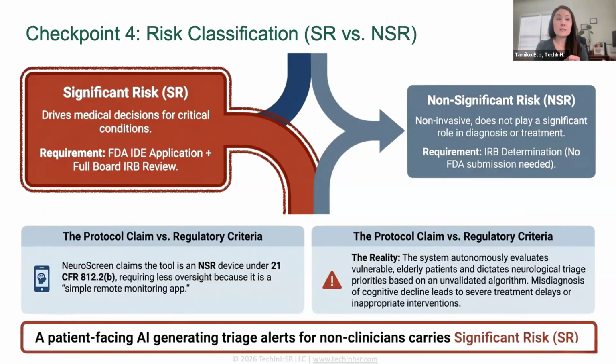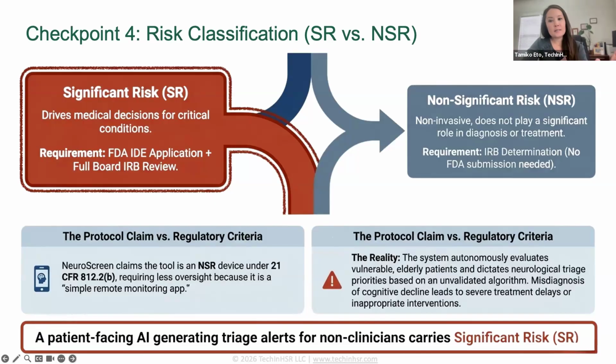So, non-significant risk devices require an IRB determination, but do not require an FDA submission. Significant risk devices, on the other hand, are going to require a full FDA investigational device exemption application and full board review. Sponsors do have a financial incentive to classify the risks of their devices as non-significant risk, but the IRB should be independently evaluating that. If the FDA jumps in and has a say, then ultimately they have the final say. But if not, then the IRB has the final say on that.